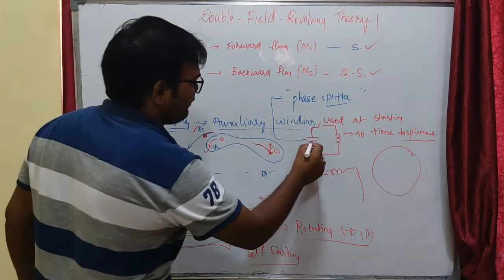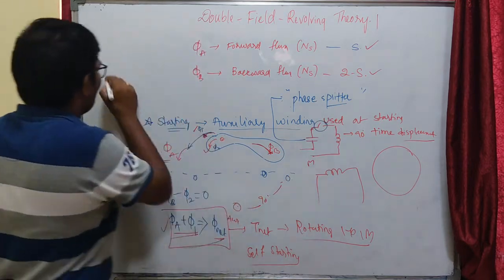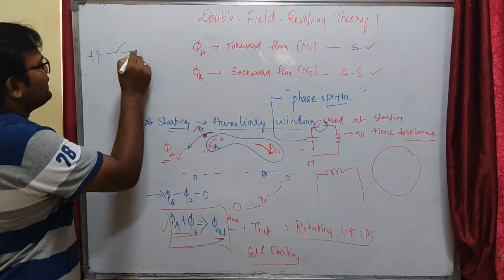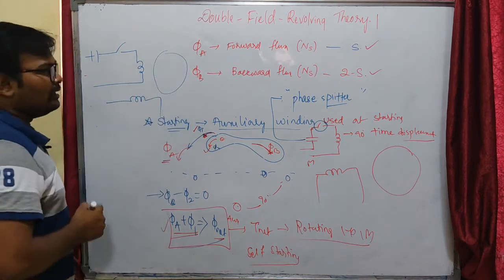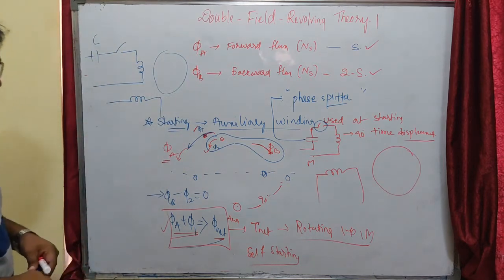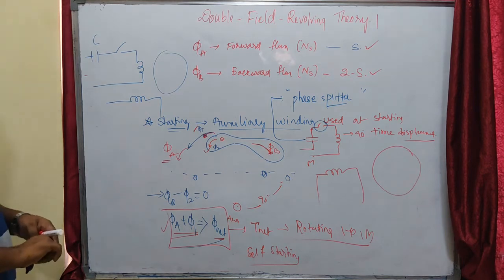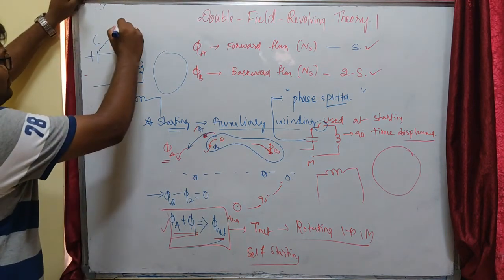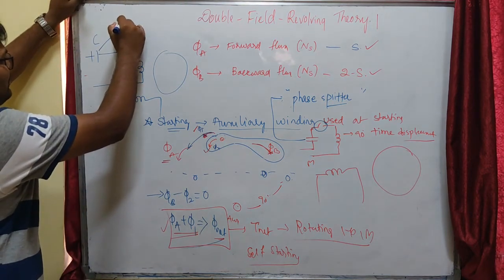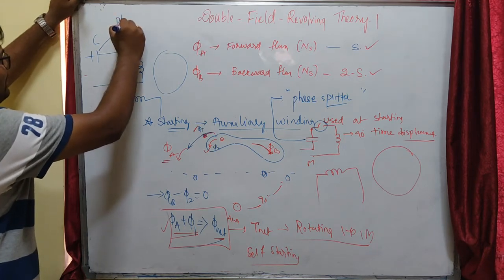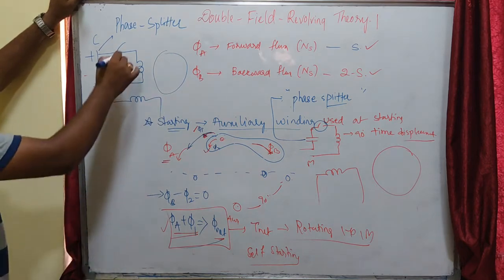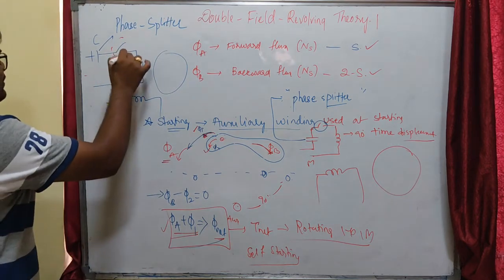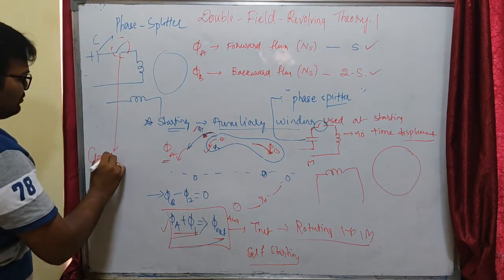The auxiliary winding will have one capacitor and a centrifugal switch. This is the auxiliary winding, this will be my main winding, and this is the rotor. This capacitor is used to have 90 degrees time displacement between the auxiliary winding and the main winding, and it also causes some phase split, which is why it is called a phase splitter. Our capacitor in a single phase induction motor is called a phase splitter. This is one important thing. And here this switch is called the centrifugal switch.